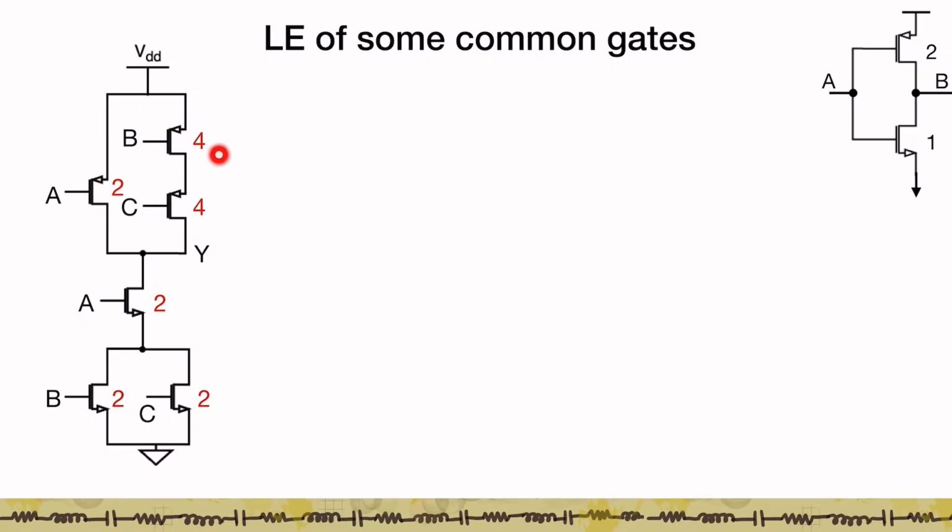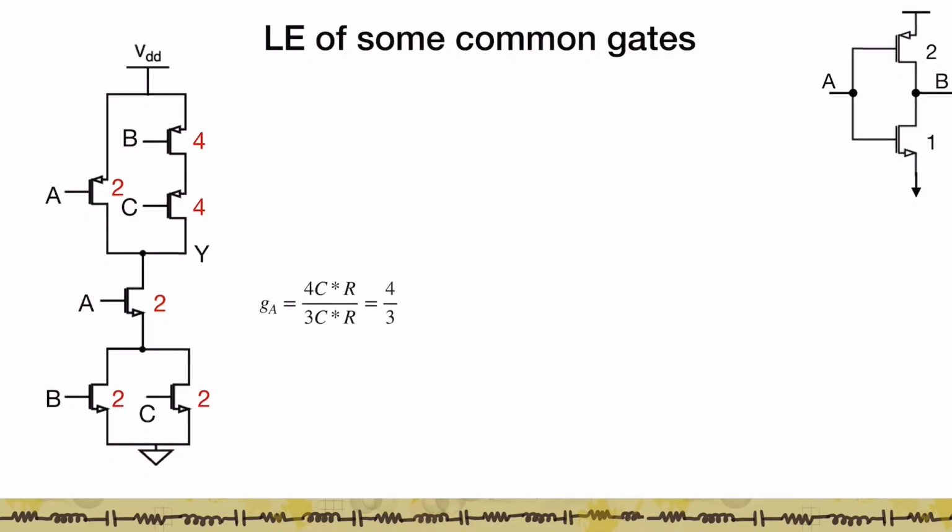However, if I'm going to do a pull up through the BC network, then the BC network has to be sized larger so that the effective resistance of the series stack of PMOS stays the same as that of the inverter. So what you see here is that the PMOS transistors are sized up differently for the different input nodes.